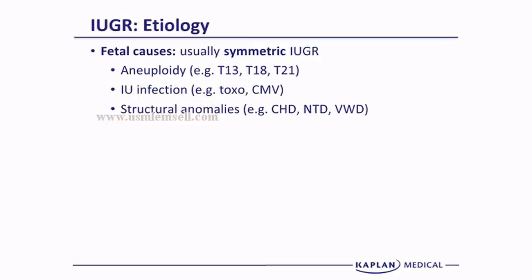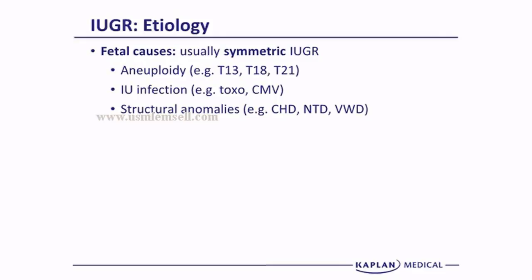All women who are pregnant are offered the quadruple marker screen, and that would be a screening test for aneuploidy. There is the first trimester nuchal translucency and blood tests also, which can be used. So aneuploidy should be high on our list of differentials. That is going to be symmetric IUGR.